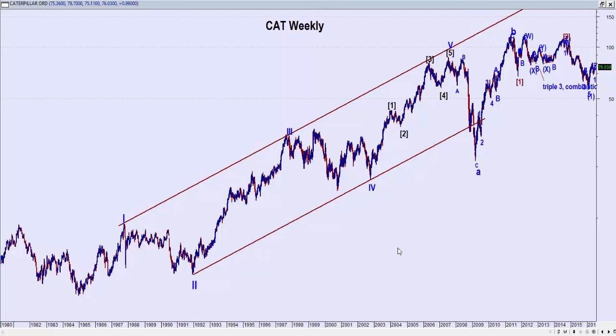I'm going to take a look at Caterpillar and see how the sputtering global economy is impacting CAT. We're going to look at a weekly and daily basis, so stay tuned.